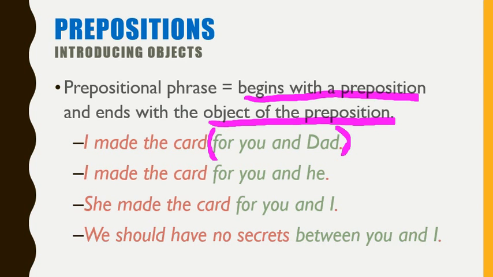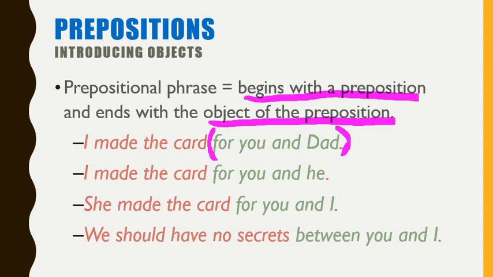So let's consider this sentence. I made a card for you and dad. So that's your prepositional phrase. For you, for dad. I've told you before in previous videos that if you have multiple persons connected with an and, you should eliminate one and test the other to see if you have the correct pronoun there. In this case, you doesn't matter either way, and dad is not a pronoun, so there are no problems here.